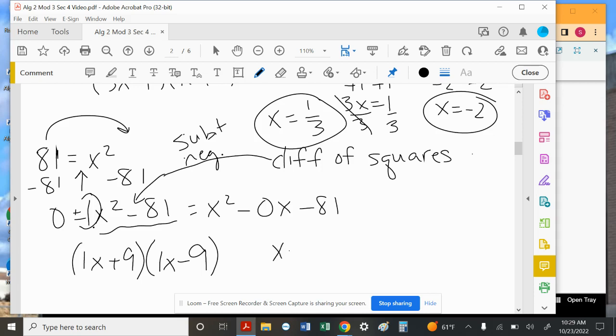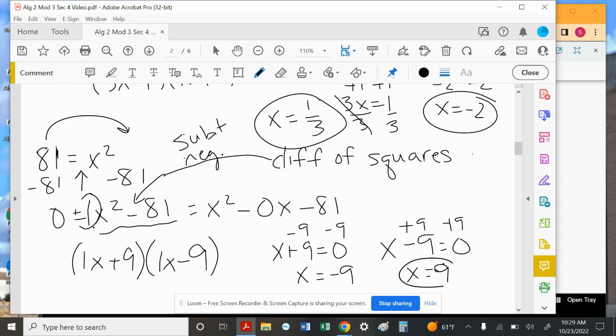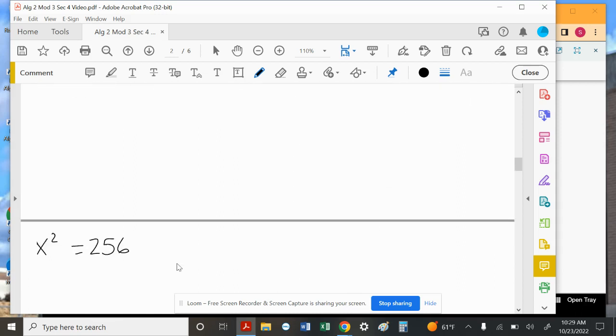So therefore, x plus 9 equals 0, which is the first one. X minus 9 equals 0. So x equals negative 9, because I subtract 9 from both sides. And this one, I add 9 to both sides, so I get x equals positive 9. And there are my two answers, a lot faster when we're doing a difference of squares. And we don't necessarily always have to use the box method to do everything.